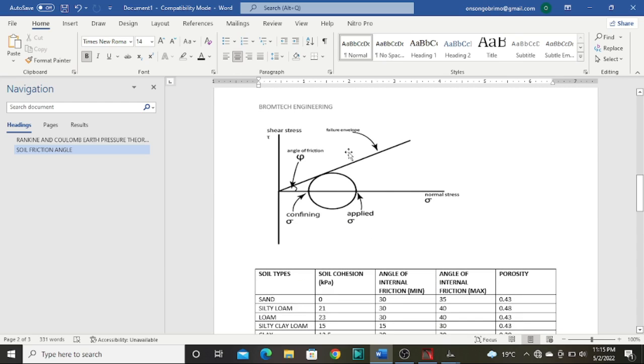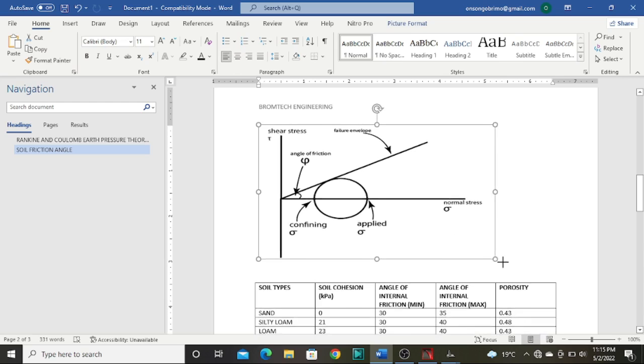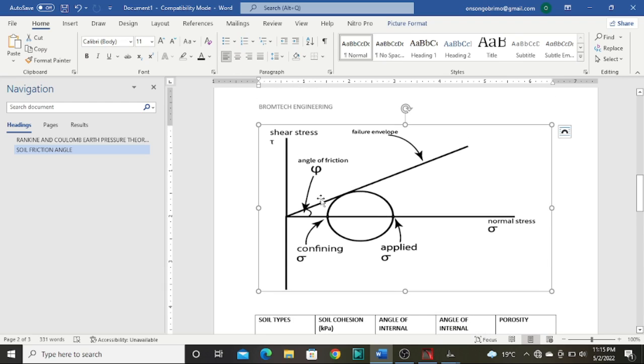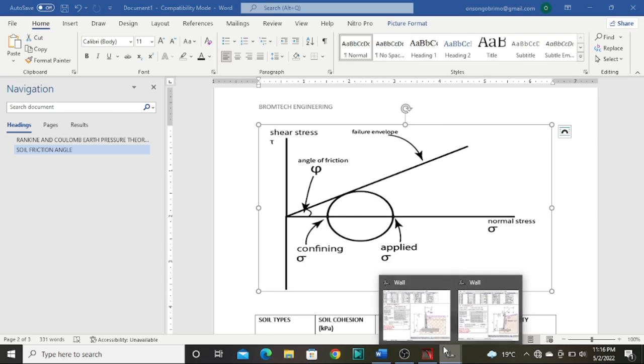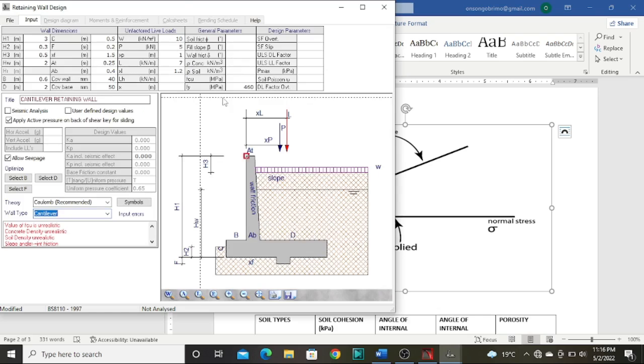Therefore, I have done a small sketch here. Let me increase its size so that you can see it. You see, whenever you have developed your Mohr circles for your soil, you plot the shear stress against the normal stress, and obtain the failure envelope from this circle. Therefore, the angle of inclination of the failure envelope is normally the angle of friction of soil. And these parameters at this section, you normally obtain them from the geotechnical report done by a geotechnical engineer.